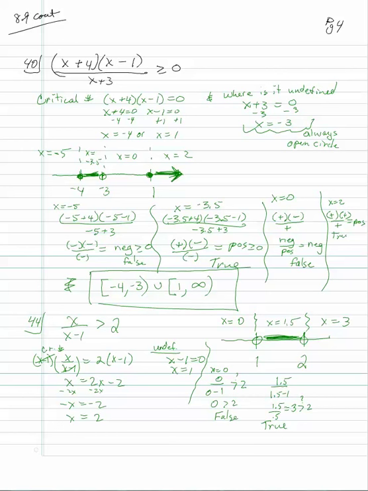And then we do the last piece, 3 over 3 minus 1, which is 3 over 2. Is that greater than 2? Question mark. And the answer is no. 1.5 is not bigger than 2. So our solution is just between 1 and 2. And there's no equal to, so we leave it like that.